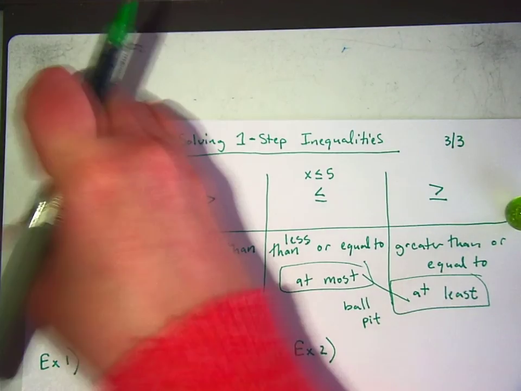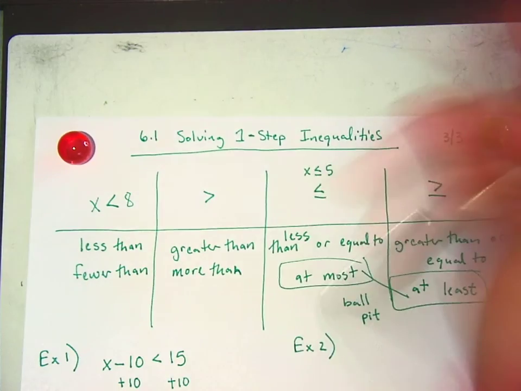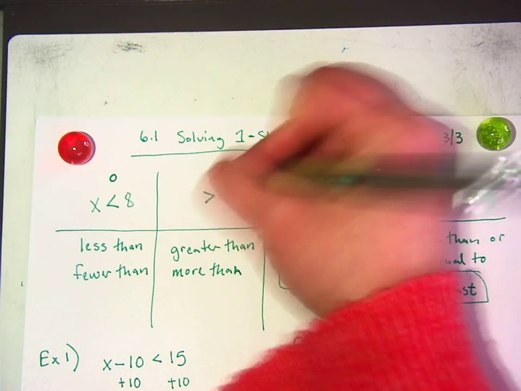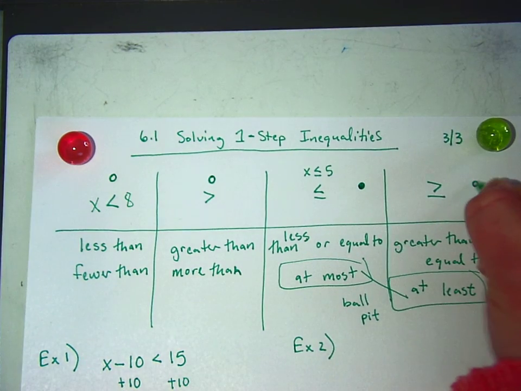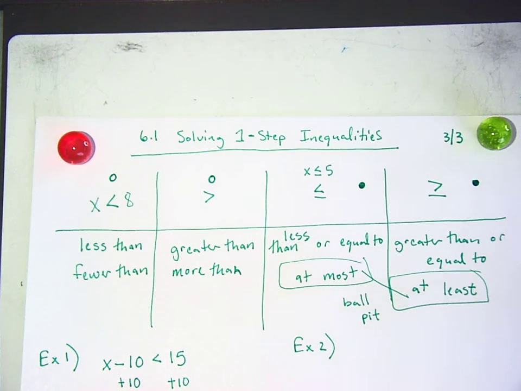Everybody over here, do this now. If it is less than or greater than, that's an open circle. If it's less than or equal to, or greater than or equal to, it's a closed circle. So the last two are closed circles, the first two are open circles.